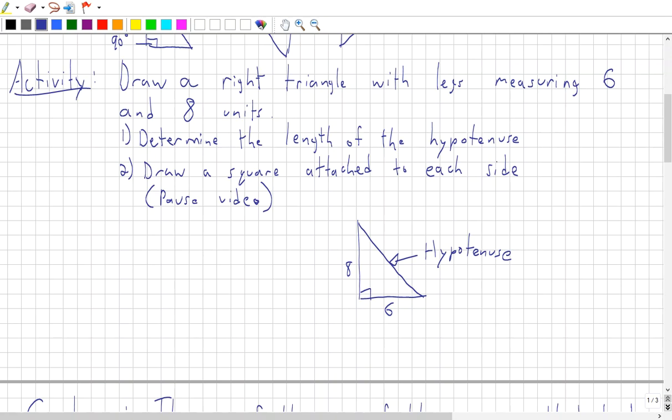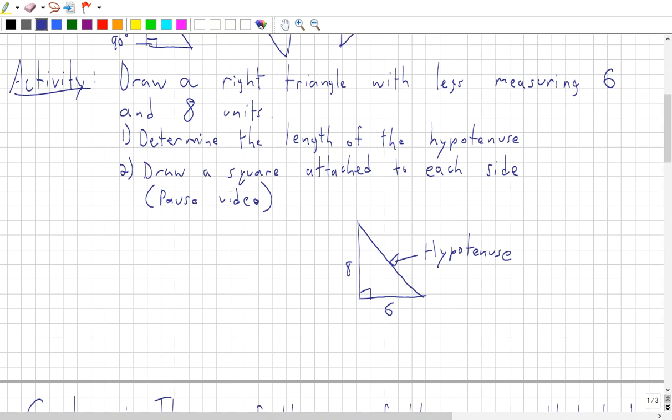So if you want to pause the video now and try to draw the squares, find the area of the squares, then draw a square on the hypotenuse and try to figure out what you think the area of that square would be, because we know we're going to add the squares of the legs together, and that area added together is going to be equal to the area of the hypotenuse square. So try that now.